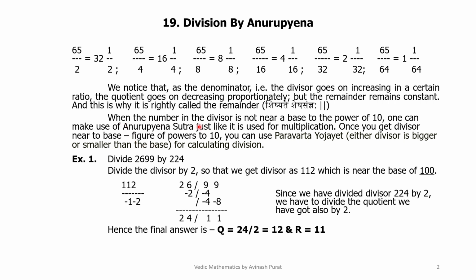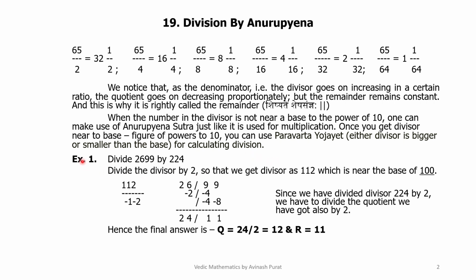When the number in the divisor is not near the base to the power of 10, one can make use of Anurupyena Sutra just like it is used for multiplication. Once you get the divisor near to the base figure, that is a power of 10, you can use Paravartya Yojayat, whether the divisor is bigger or smaller than the base, for calculating division.